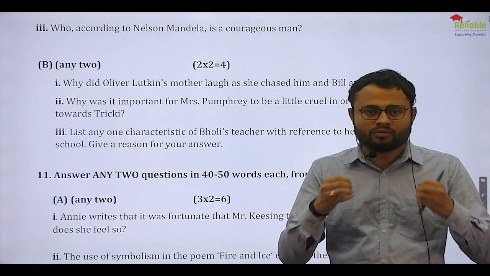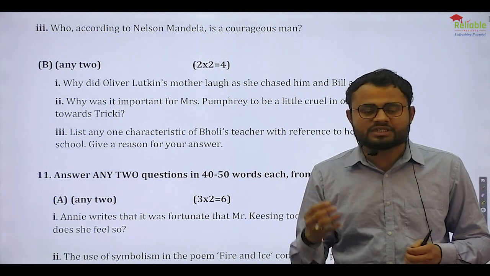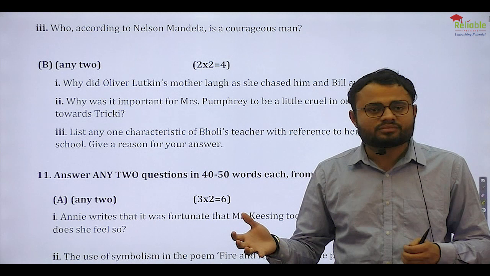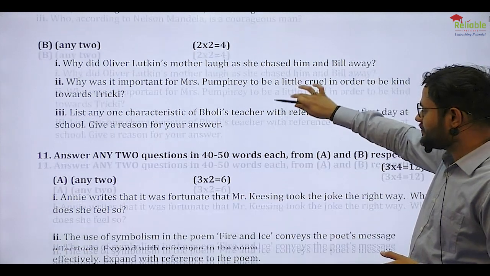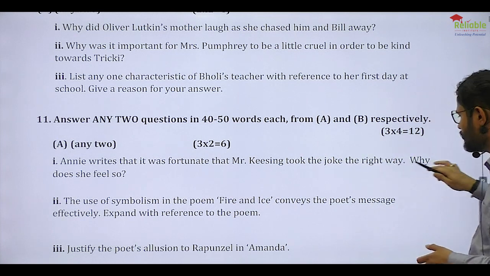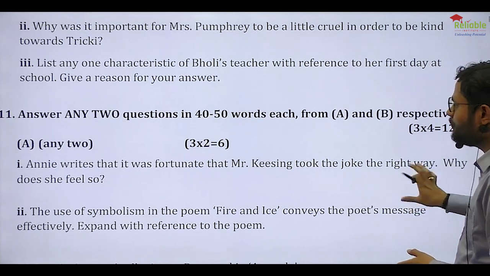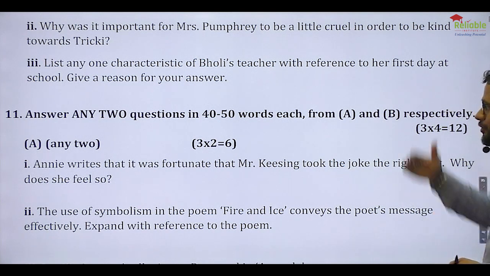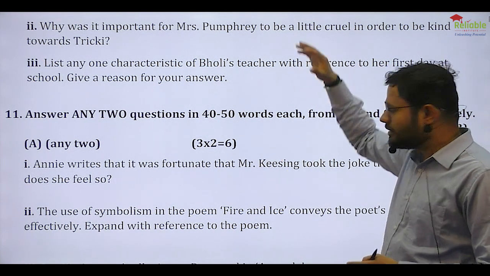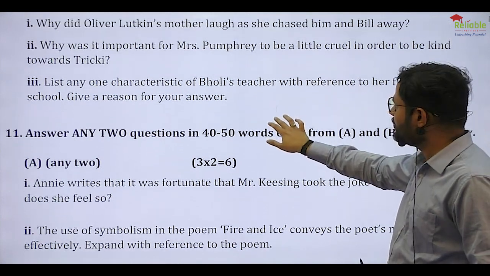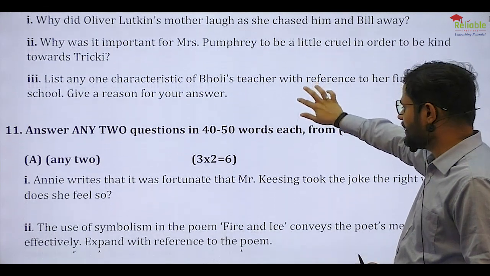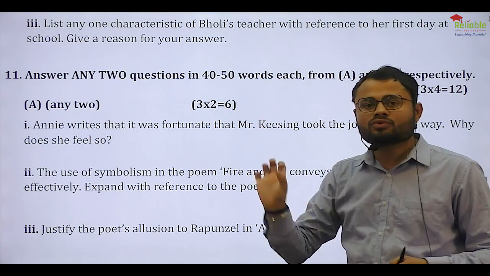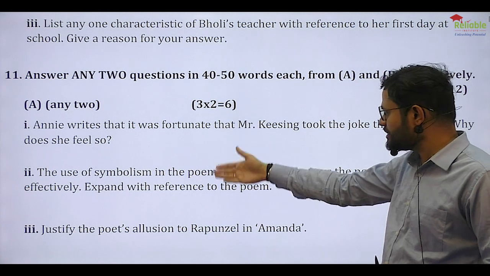Every chapter has got its own flavor, and there are certain kinds of questions the examiner can ask. Like this one: Annie writes that it was fortunate that Mr. Casing took the joke the right way. Why does she feel so? Here, in question number 11, answer any two questions in 40 to 50 words, 20 to 30 words, and then 40 to 50 words. It is 2 marks each question. And then here, any two you have to attempt, and 3 marks are allotted to one question.